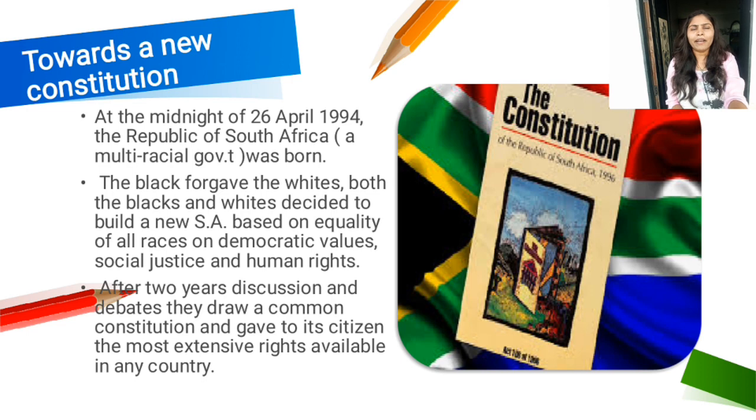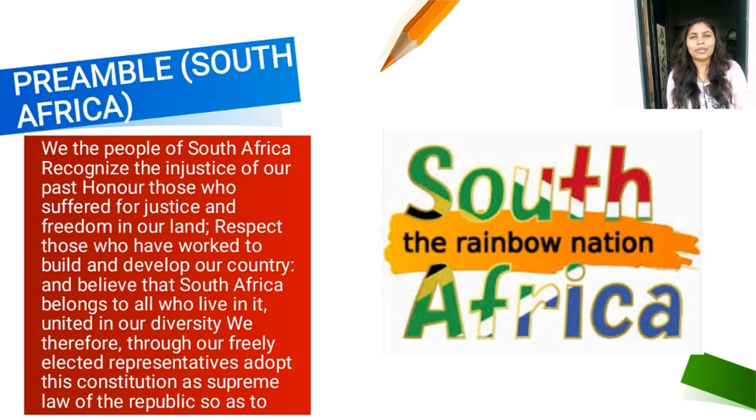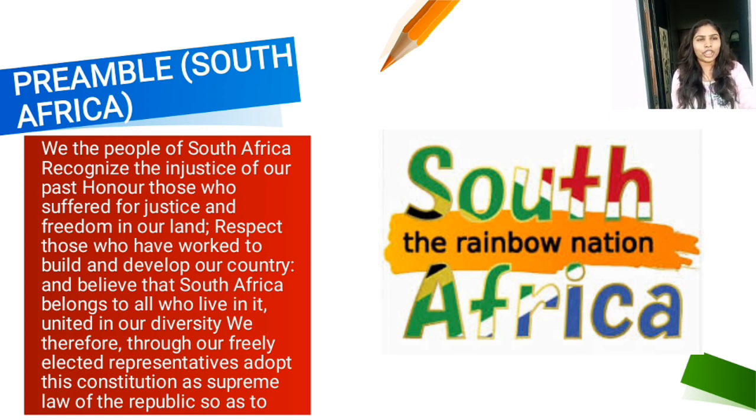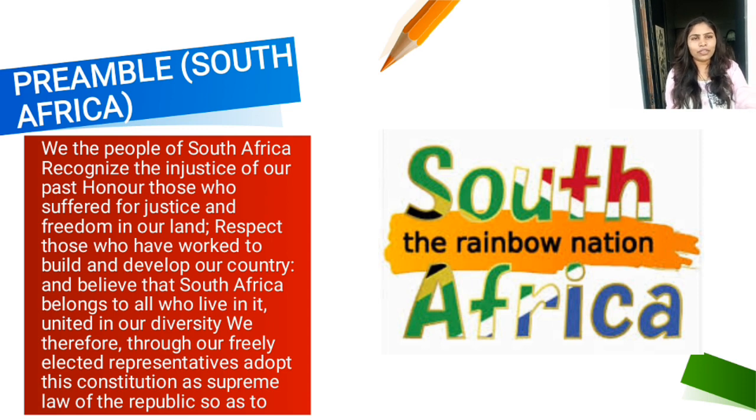They took up so many rights from other countries and built their constitution, which was quite a good, quite lengthy constitution. The preamble of South Africa you can see over here, and South Africa is known as the Rainbow Nation. Students, this question has been frequently asked: why is South Africa known as the Rainbow Nation? Because in that nation they decided to live together by forgiving the colors, by forgiving the things which happened. They did not remember the history.